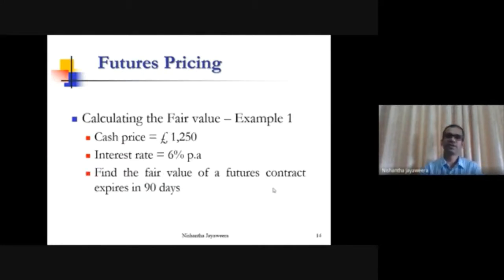So we'll do an example. Again, the cash price is 1,250 sterling pounds. Interest rate is 6%. No other cost, nothing. What would be the fair value of a futures contract that expires in 90 days?